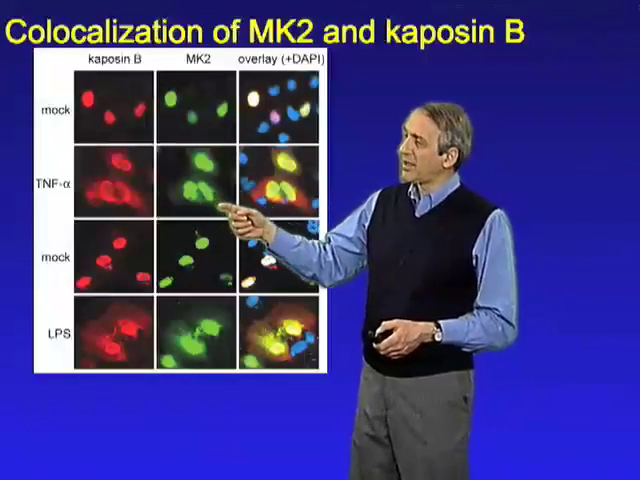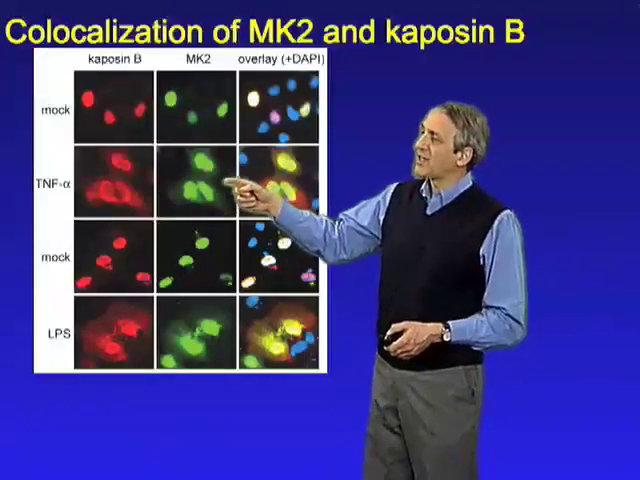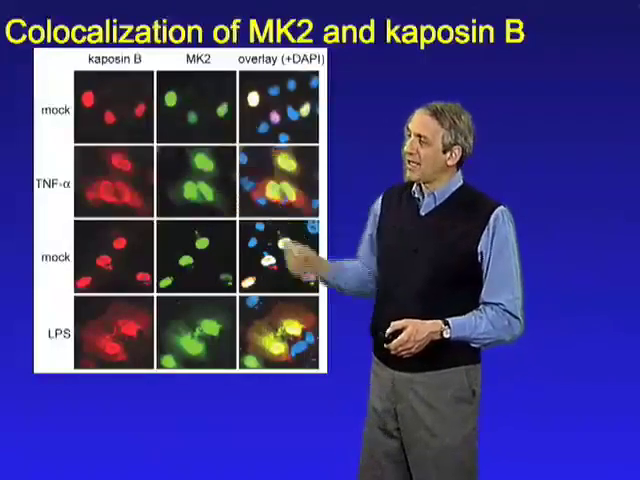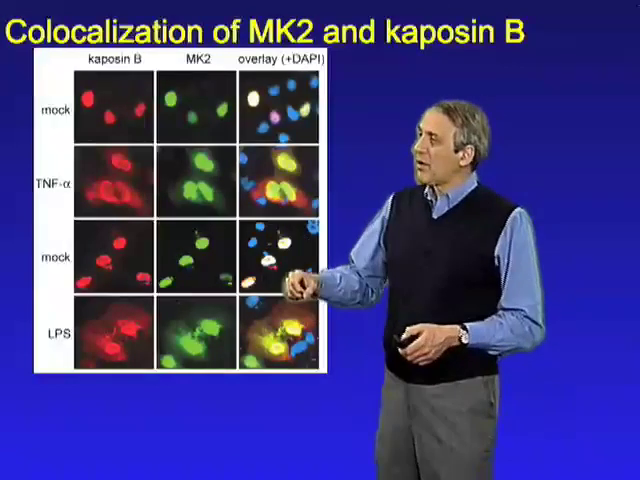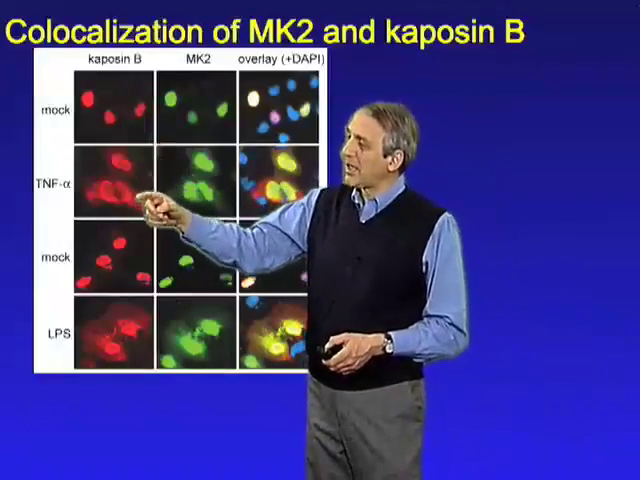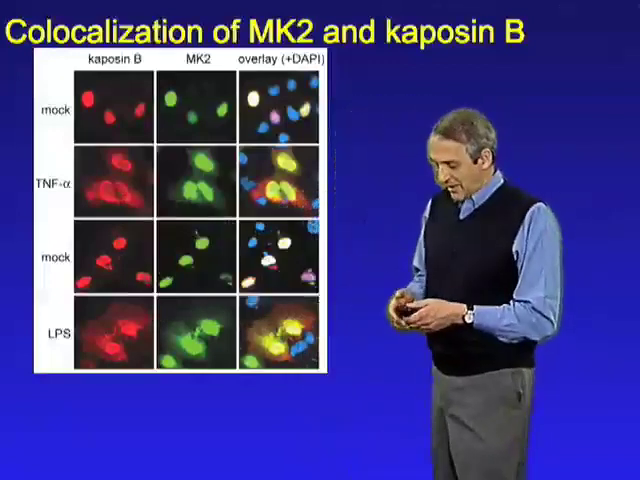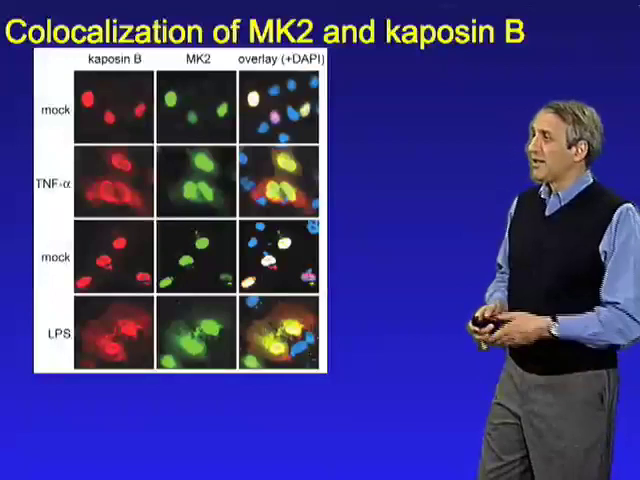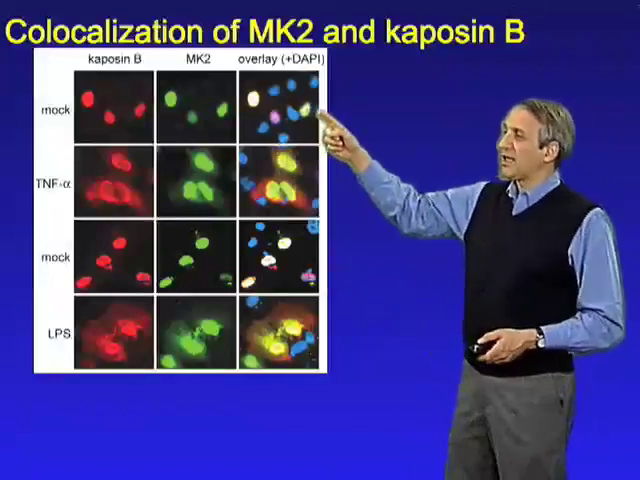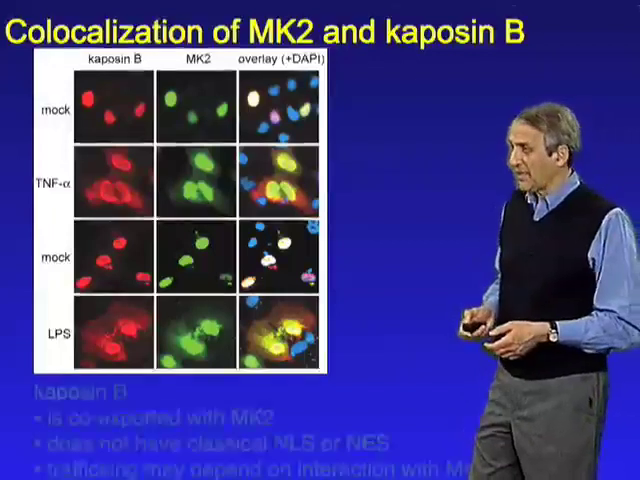There's still nuclear MK2, but you can see this obvious cytoplasmic blush of staining that is not present in the ground state. Well, when you co-express Kaposin B, the same thing happens. That same cytoplasmic blush occurs with LPS or TNF, just as it does for MK2. So the two proteins co-localize in the nucleus, and they are co-transported under these pro-inflammatory signaling conditions.